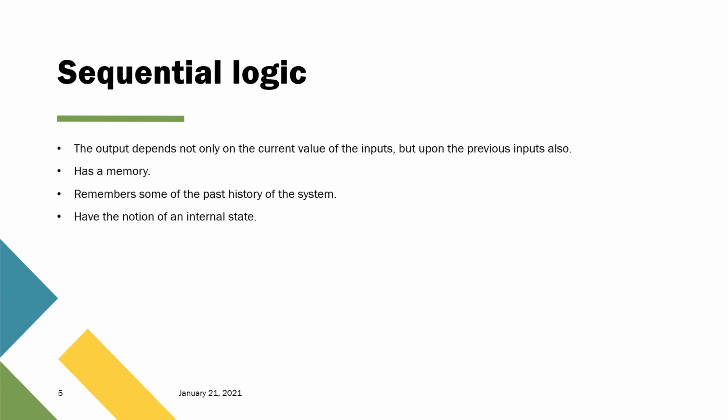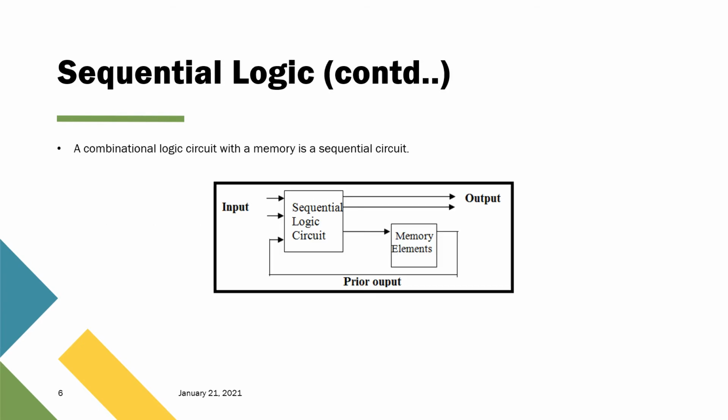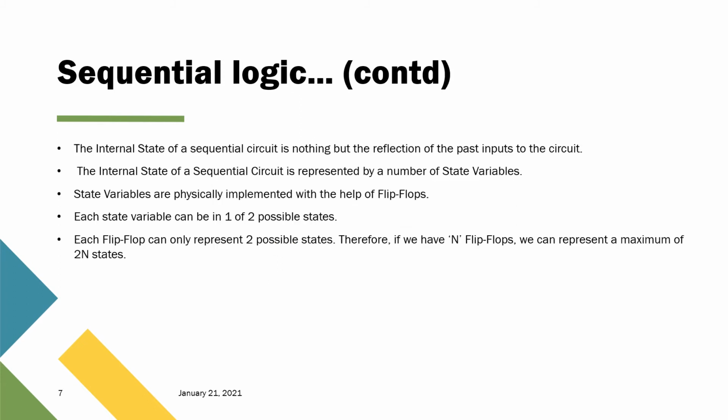A sequential logic has a memory. Therefore, the output depends not only on the current value of the inputs but upon the previous inputs also. A sequential logic circuit remembers the past history of the system. It has the notion of an internal state. Here's a diagrammatic explanation of a sequential logic. A combinational logic circuit with a memory is just called a sequential circuit. A sequential circuit has the notion of an internal state.